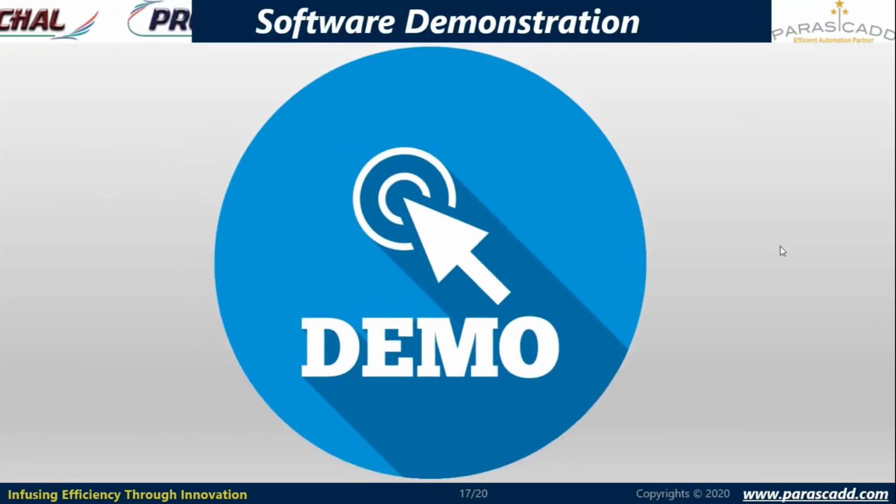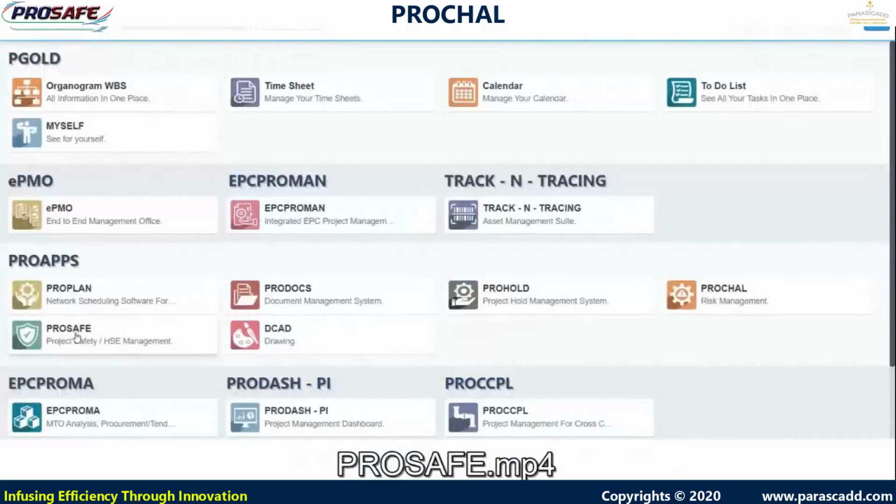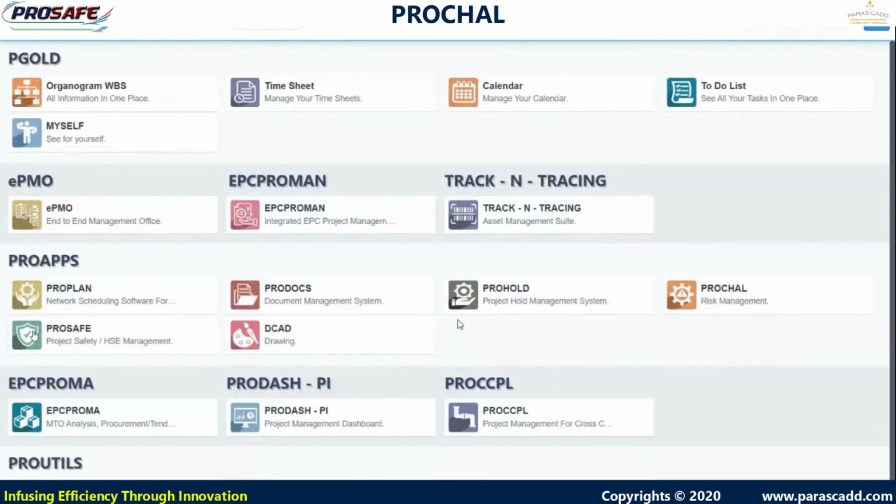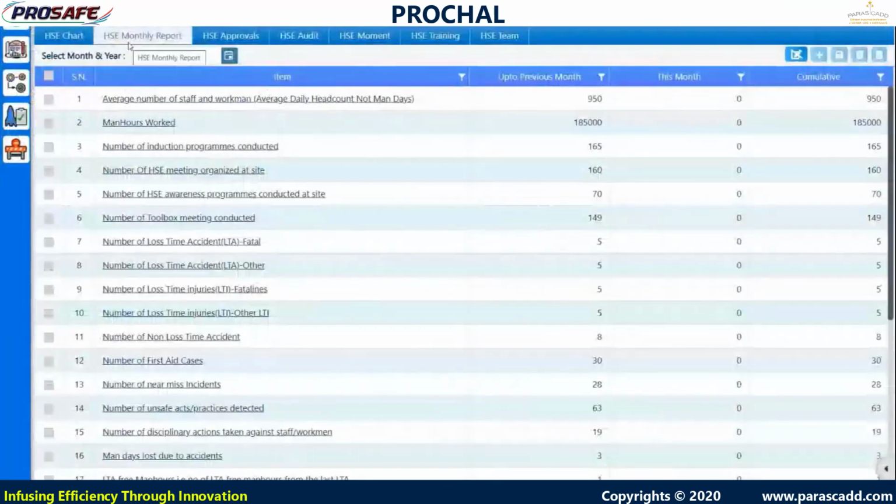Let's see an actual software demonstration of health, safety, and environment, that is PROSAFE. To launch PROSAFE, we are selecting PROSAFE in the P-Gold menu. We have directly entered the HSE monthly report. Here we can see a total of 29 parameters available.